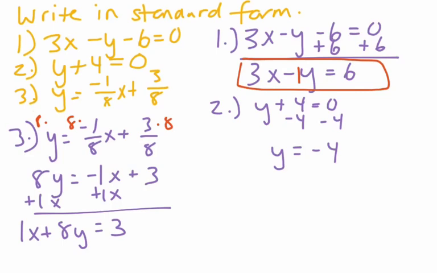y plus 4 equals 0. Again, don't be thrown off by the fact that it looks different. So you've got the y on the left. You don't want the constant on the left. The constant needs to go on the right. So we'll subtract 4 from both sides, and we get y equals negative 4.